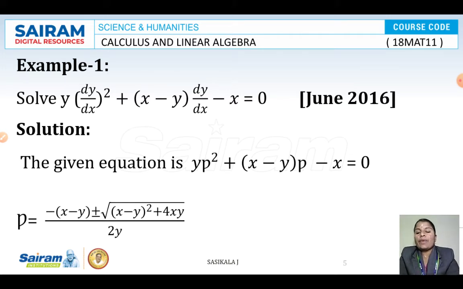The question is y (dy by dx)^2, this can be written as p, so y p squared plus (x minus y) dy by dx minus x is equal to 0. Replacing in the given equation, we get y p squared plus (x minus y) p minus x is equal to 0. Now it's a normal quadratic equation in terms of p. Either you try the factorization method, or you find the roots. So what is that formula?